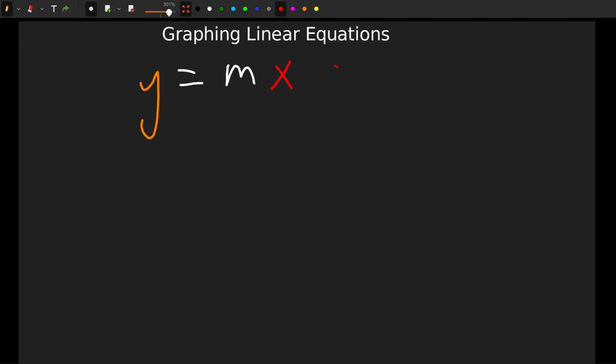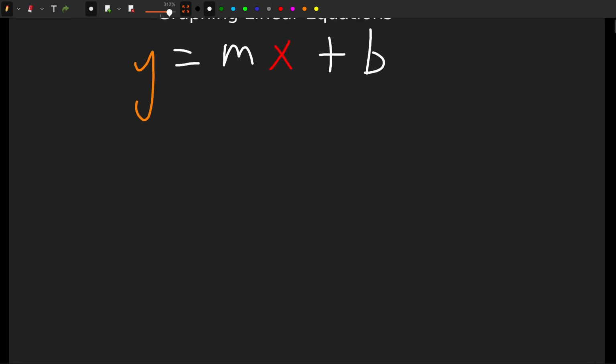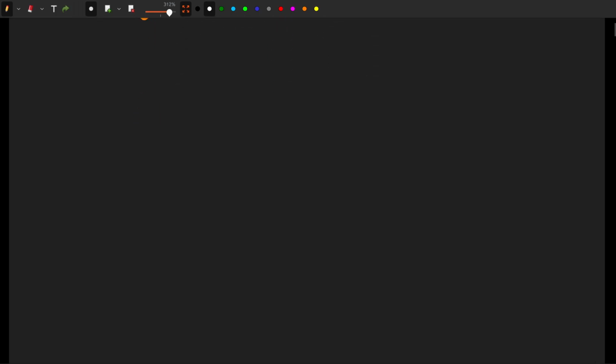mx plus b. Okay, it helps a lot when we get it into slope-intercept form. You don't exactly need it, but it really helps to put it into slope-intercept form. So we're going to have an example that we're going to start with, and I'll show you how to graph a linear equation if you don't already know.